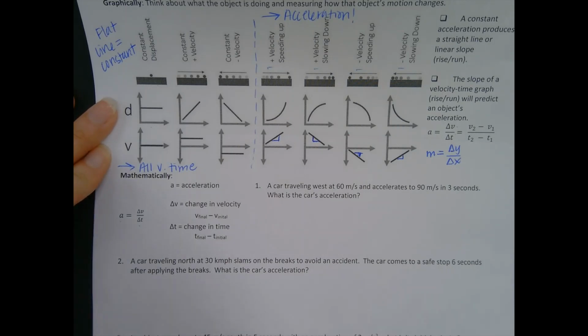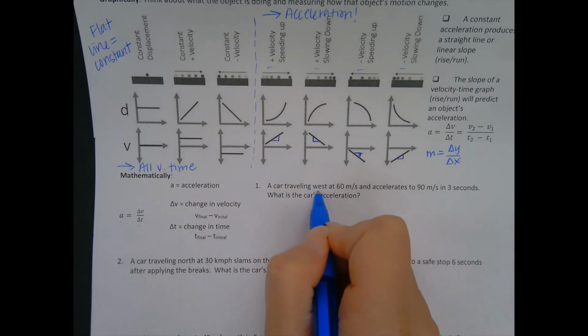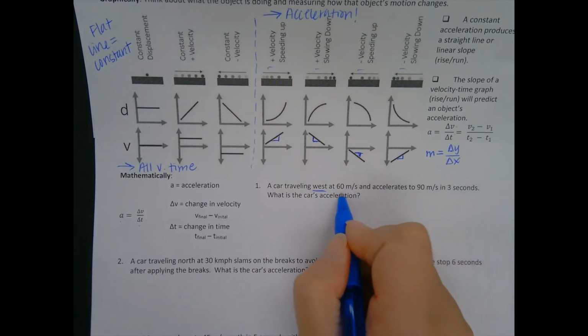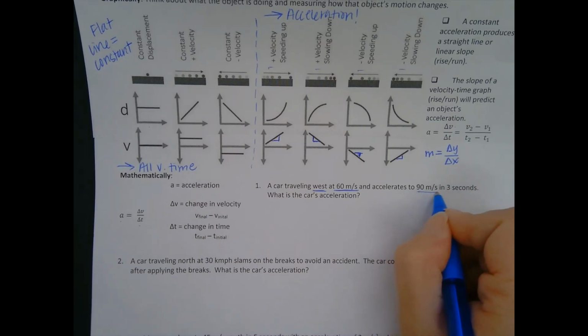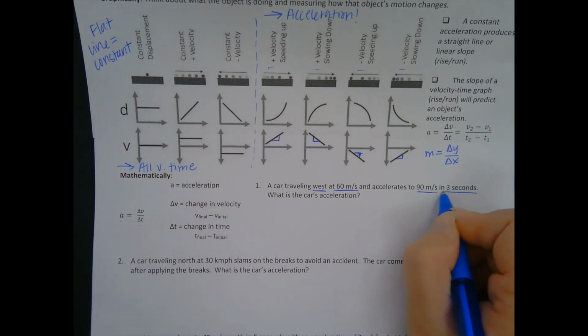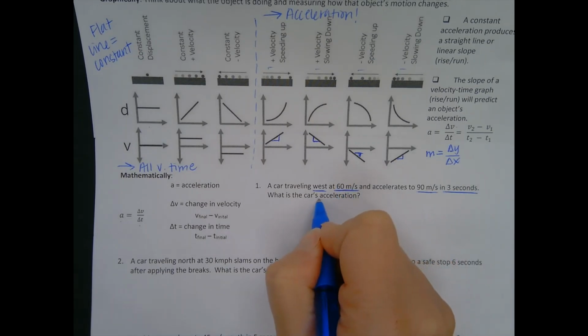So let's do a couple of example problems and see if we can solve. I think the hardest part about solving problems in this class is just recognizing what you've got and identifying what variable they stand for. Okay, so number 1: a car traveling west. That's important because it tells us our direction. At 60 meters per second, so I'm going to underline it because that's what I'm given. And then it accelerates to 90 meters per second in 3 seconds. I'm underlining all of these things because it's what's given to me in the problem. And then the question asks, what is the car's acceleration?